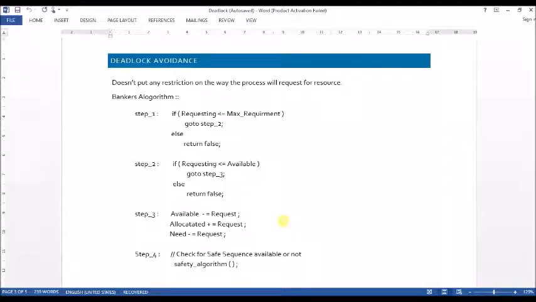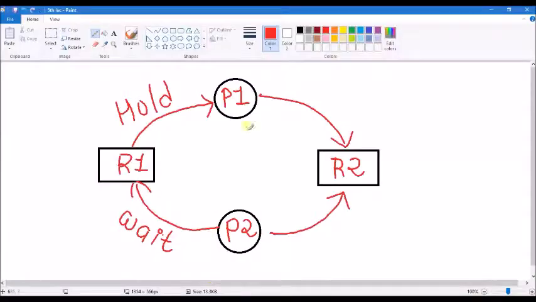So in the previous lecture we already started with the deadlock avoidance technique, Banker's algorithm, and we learned the first three steps of Banker's algorithm. Now today we learn the fourth and last step, which is the safety algorithm. Before starting with the safety algorithm, let's revise this concept. This is the deadlock avoidance technique. So basically we are avoiding our system from the deadlock.